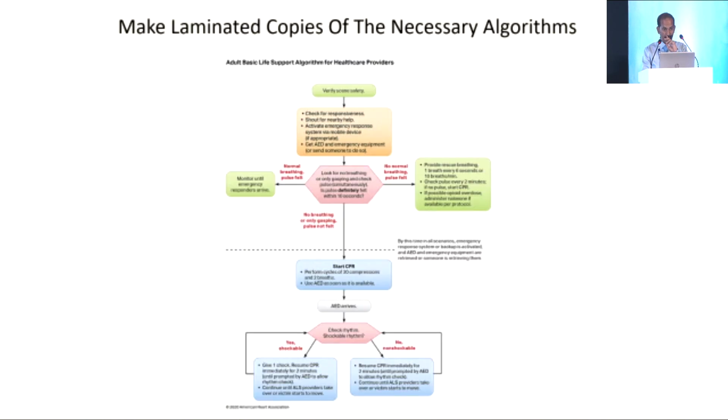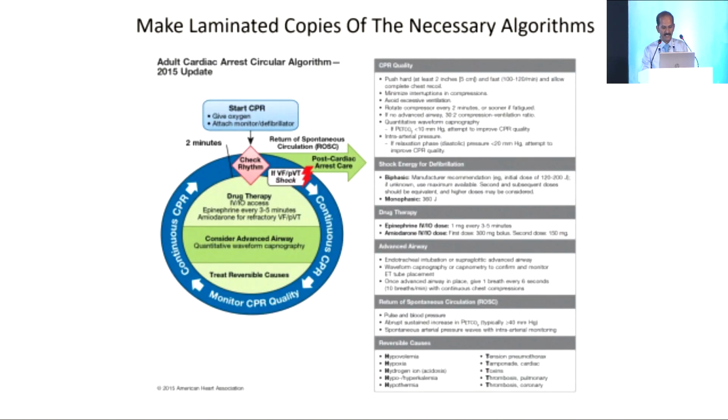All your staff need to get BLS training, and the leader should have ACLS training. If you have an anesthetist in your hospital, that's more than enough, provided they are already trained in ACLS. Once you finish the training, make sure you have laminated copies of the necessary algorithms, both for BLS and ACLS.